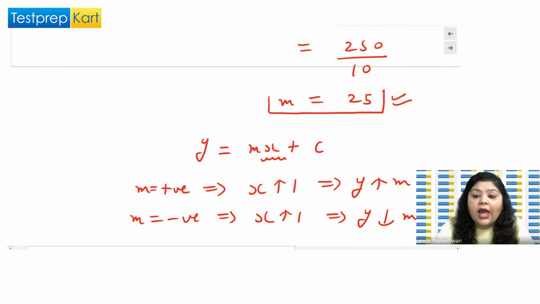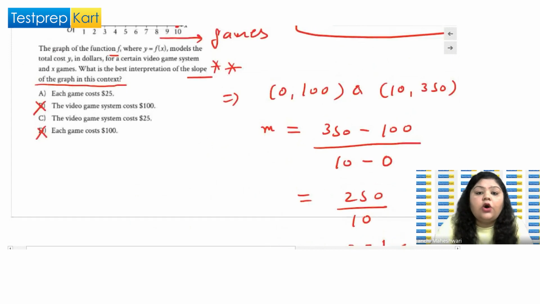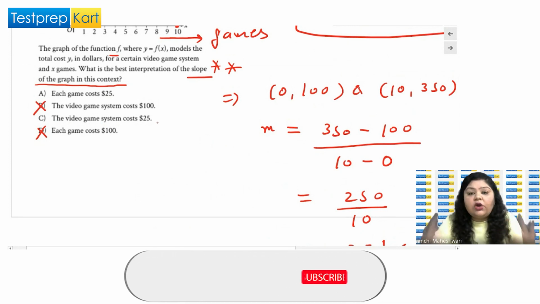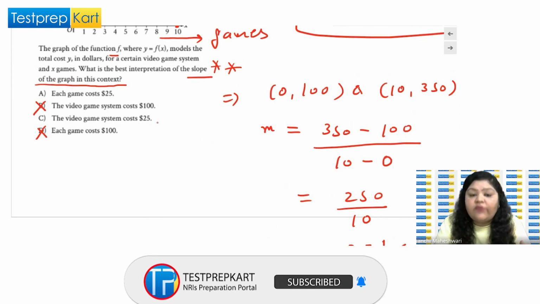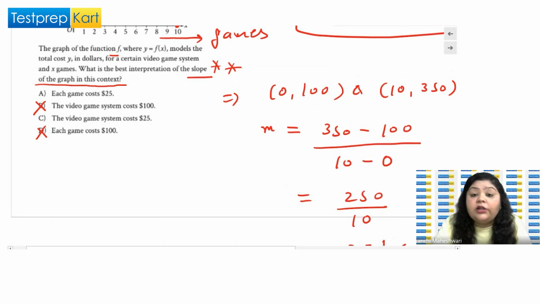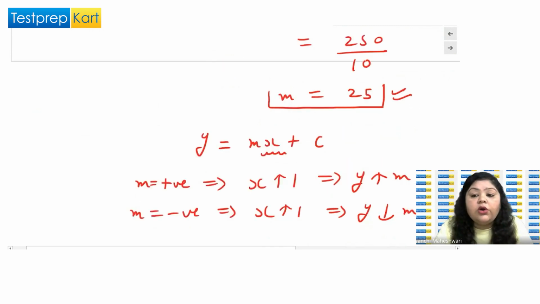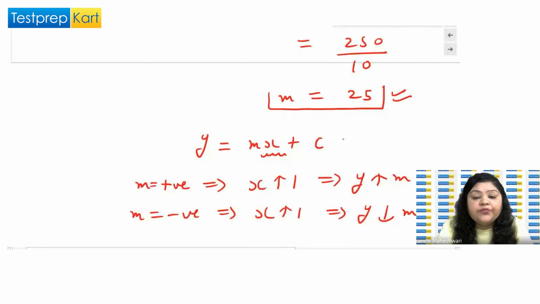Now have a look at either option A or option C. Option A is saying each game costs $25, and option C is saying the video game system costs $25. So y in this context, in respect to our question, represents the total cost. Is slope representing the total cost? No, because it is telling you by how much y will increase. It is not representing the total cost, because the total cost will be the summation of mx plus c. Are you getting my point? This y-intercept, this c, is also there.